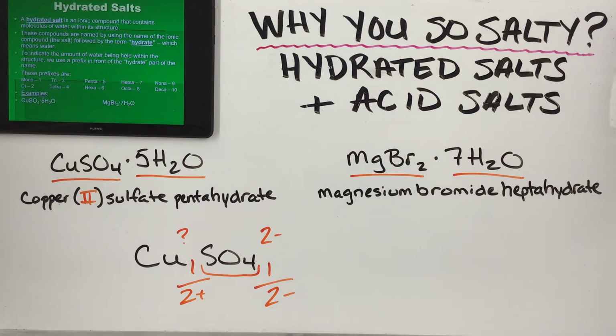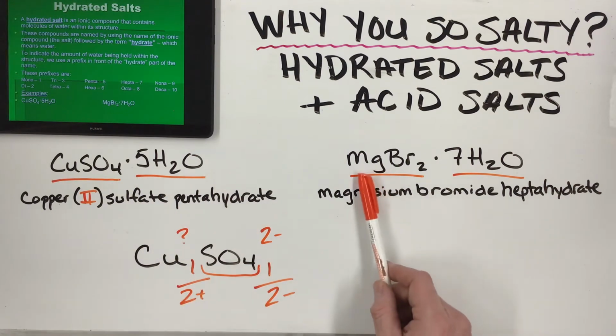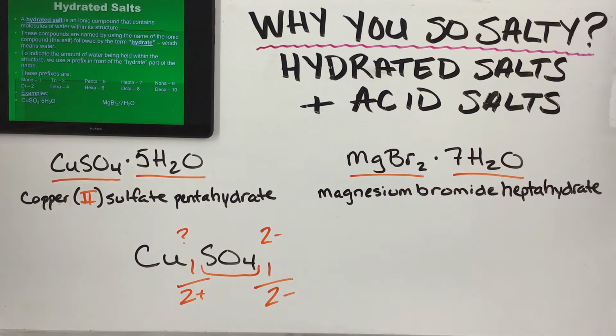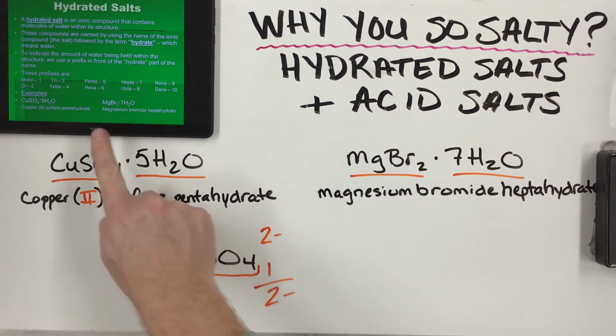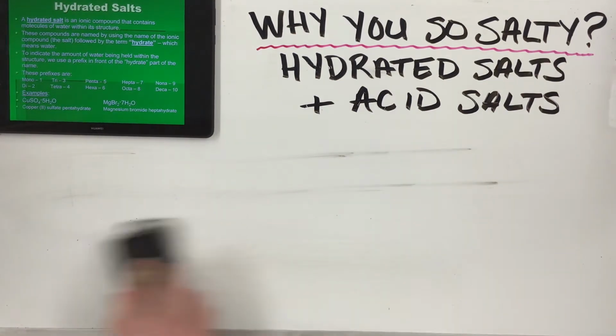All right, so copper 2 sulfate pentahydrate, magnesium bromide heptahydrate. All right? And if it's online, it must be true. Good old Abraham Lincoln taught us that.